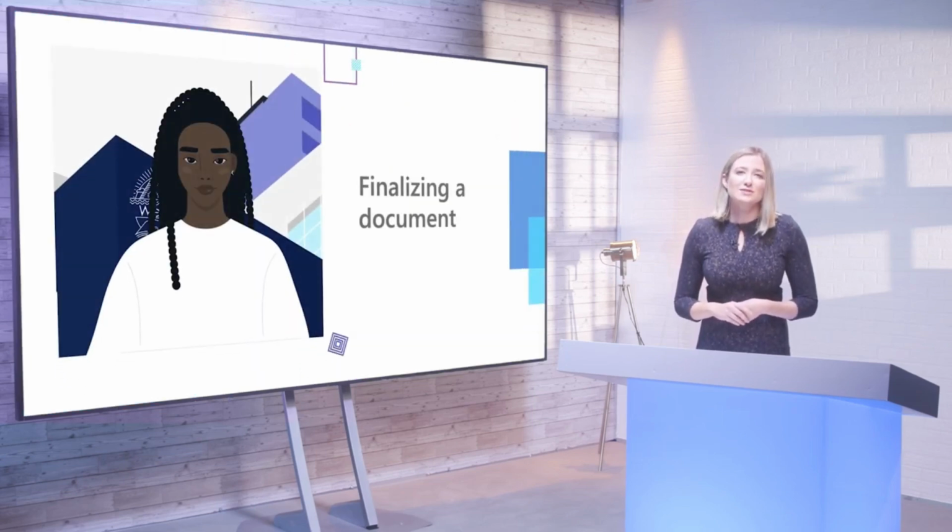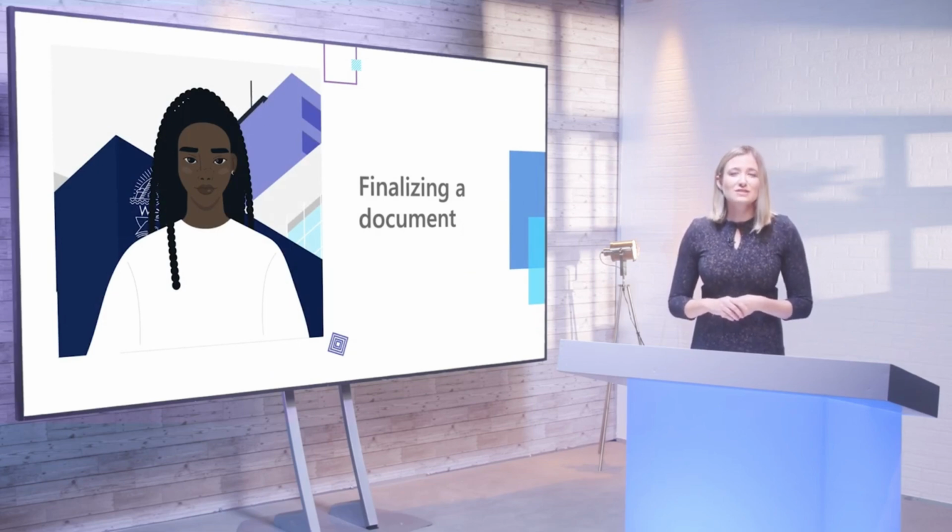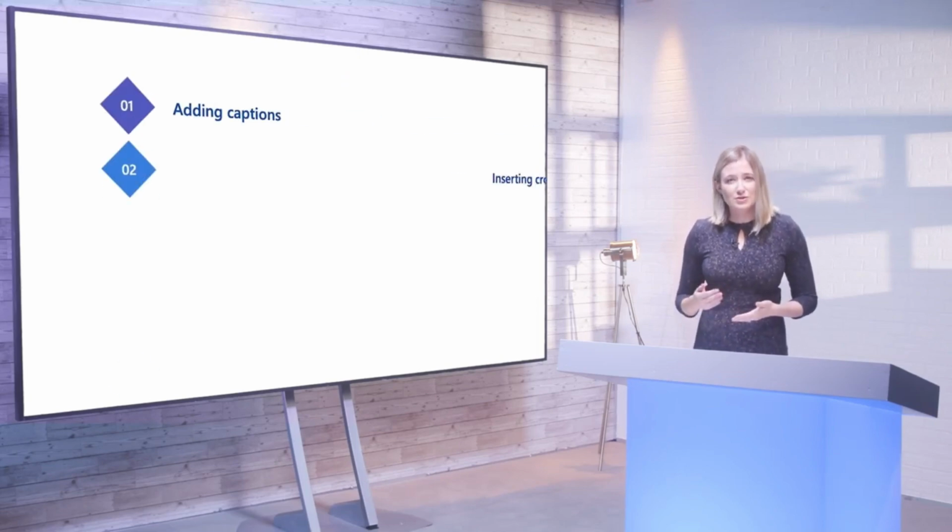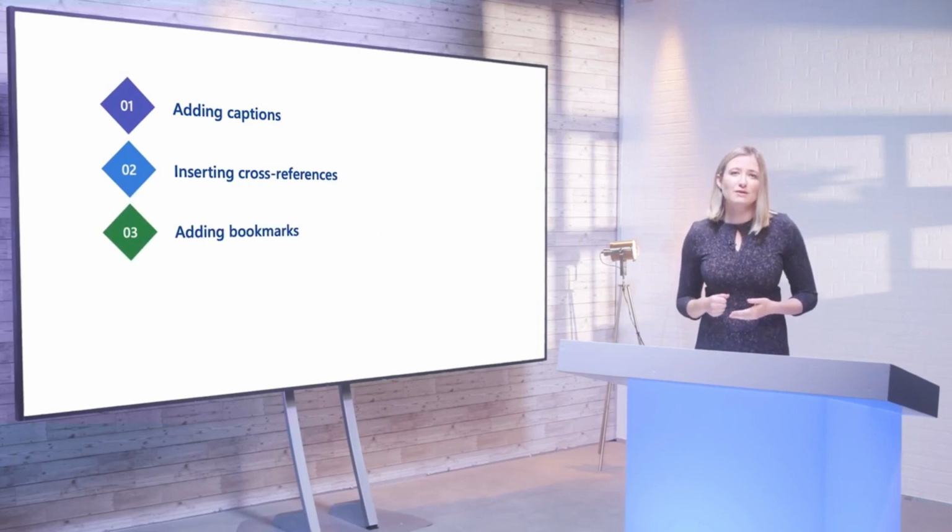In previous lessons, you met Grace from WestCal. She is finalizing a document she's working on. Following WestCal standards, she's now going to focus on referencing images and graphics within the solar system document. This is vital to supporting the reader in navigating the document more easily. So in this lesson, let's explore adding captions, inserting cross-references, and adding bookmarks.